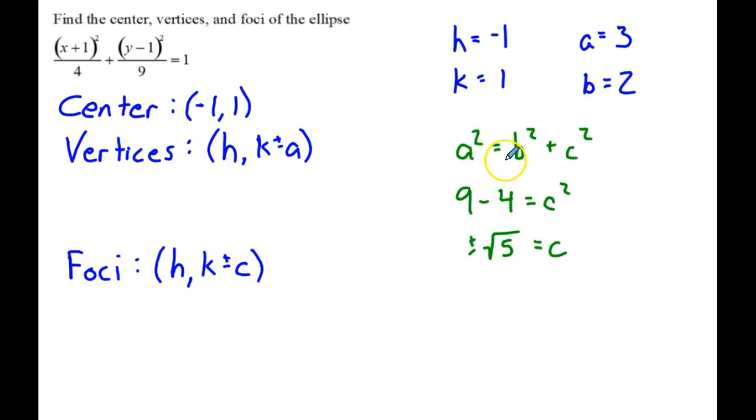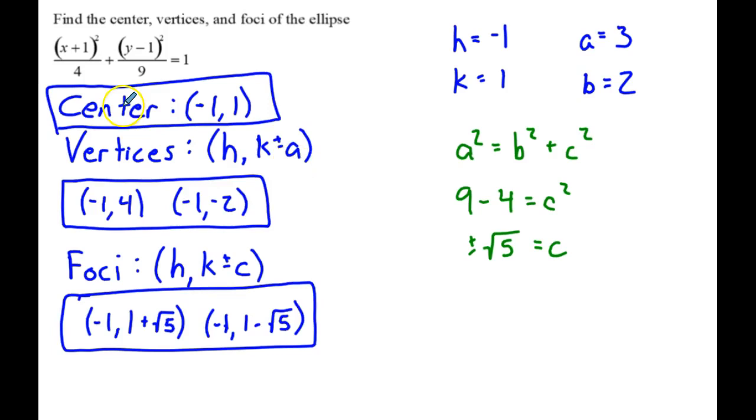Using the Pythagorean relationship, we can determine that the value of c is going to be equal to plus or minus radical 5. Now we just have to plug that into the expression to find the foci, and we already have the values we need to find the ordered pairs for the vertices. So for the center of this ellipse, we know it's at the ordered pair negative 1, 1. The vertices are at negative 1, 4 and negative 1, negative 2, and the foci are at negative 1, comma 1 plus radical 5 and at negative 1, comma 1 minus radical 5.